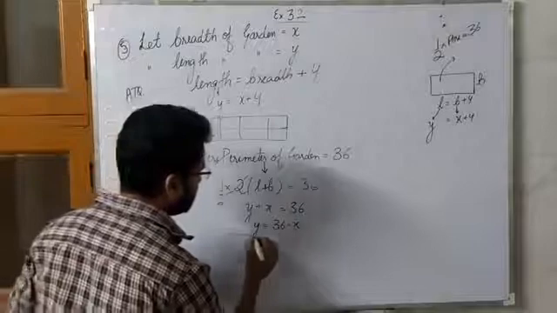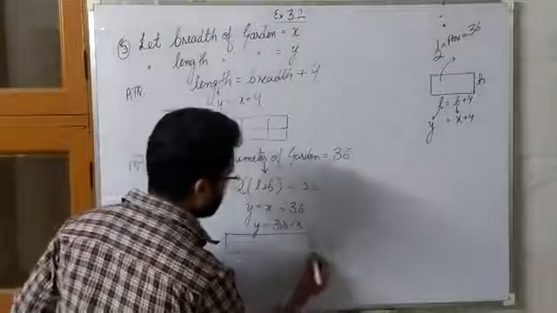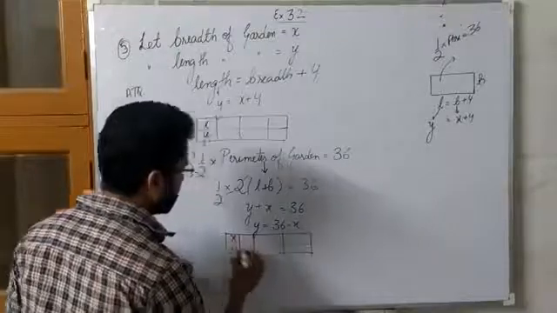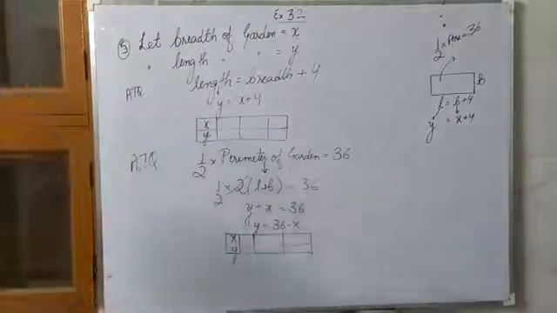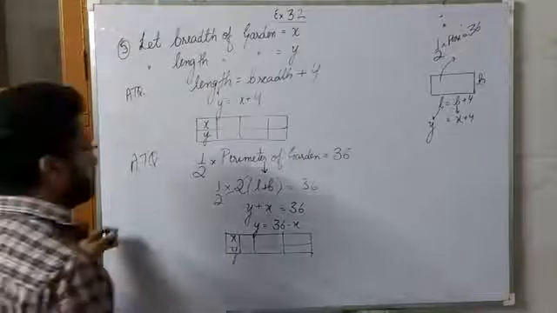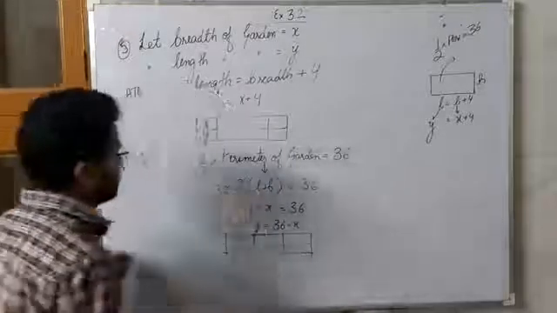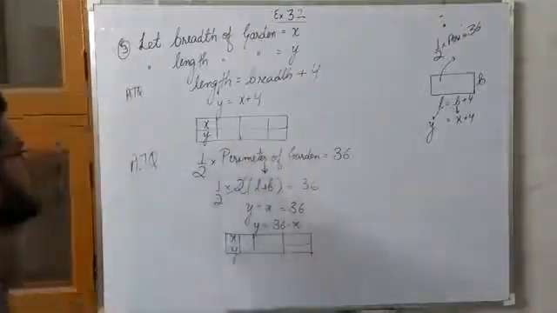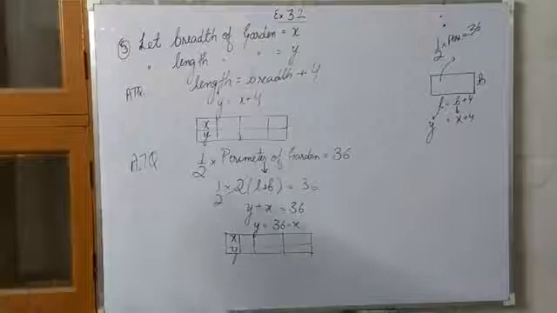Now just make the box and put the value of x and get the value of y, right? Now what do we need to put? You have to put the values accordingly, right?